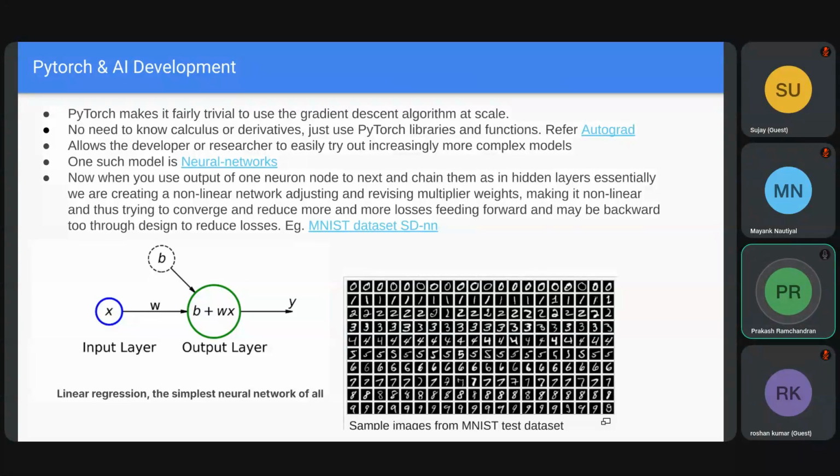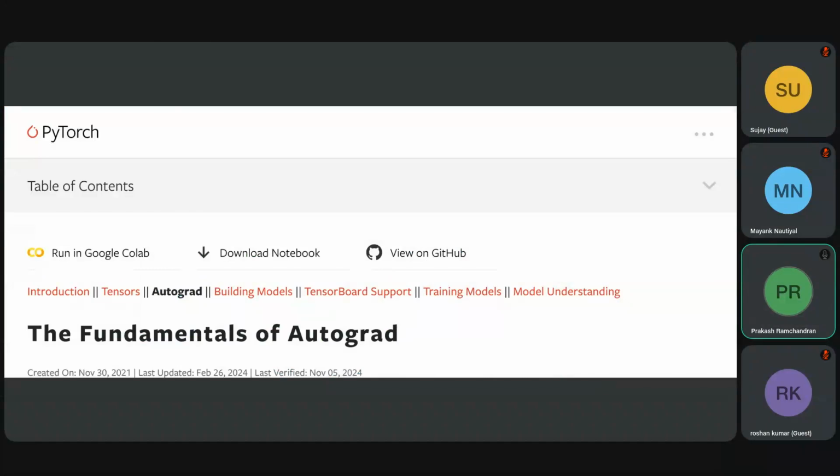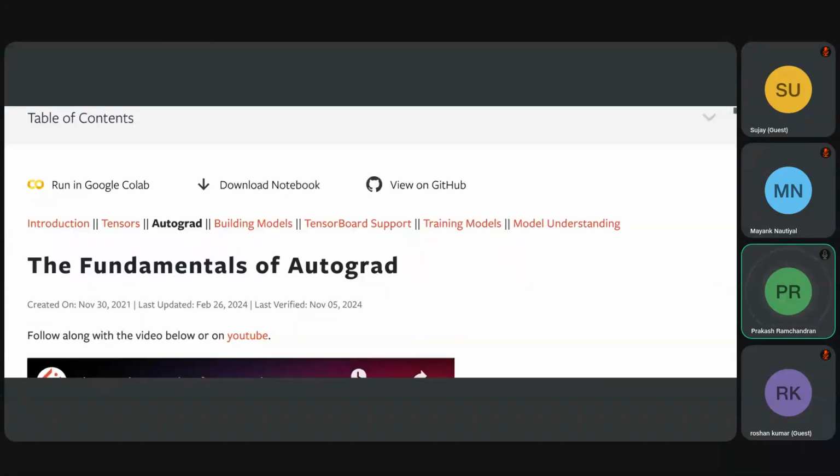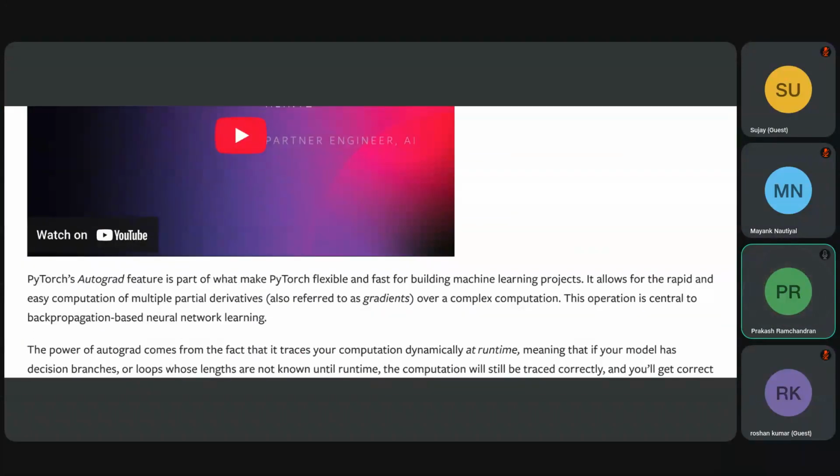But nevertheless, you don't have to worry about the algorithms, you don't even need to know what gradient descent is. All you are saying is, there is a library, torch, put it in. This is called autograd. It allows developers to research and easily use autograd. Autograd is one of the modules. Let me see if I can show you this. Are you able to see PyTorch now? Yes, sir. So these are the fundamentals of autograd. The PyTorch autograd feature is part of what makes PyTorch flexible and fast for building machine learning projects.